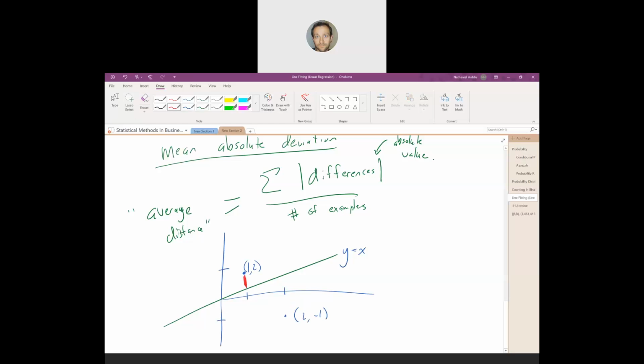That's an error. That's an error. Actually, let me put this up a bit more. So this is a distance of 1. This is also a distance of 1 from the line, from the point to the closest point that it could be on the line, right?